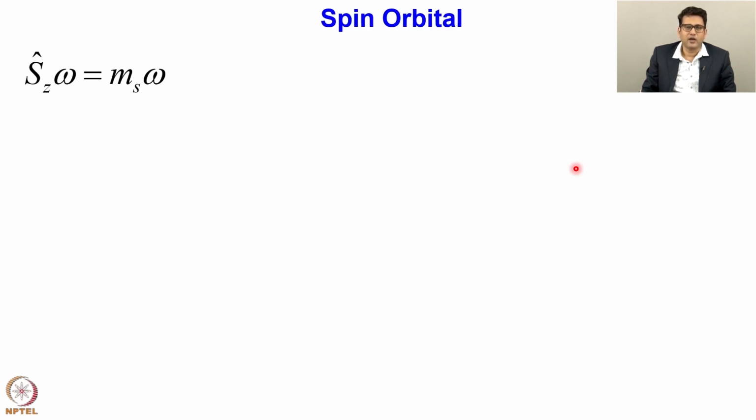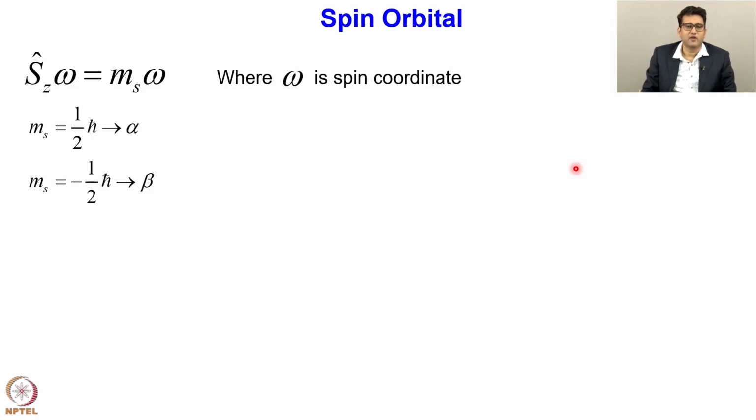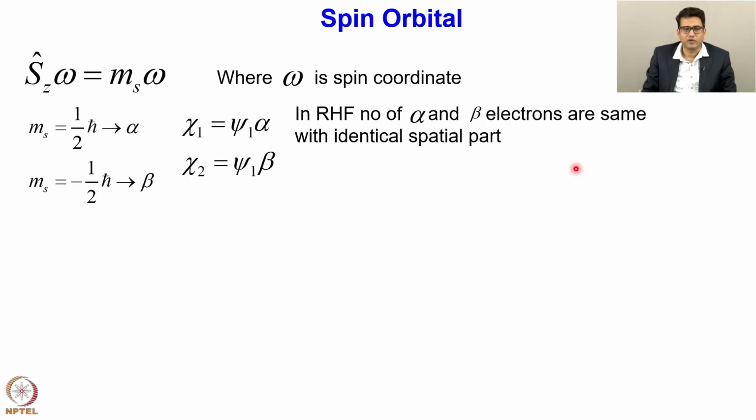But we have the spin angular momentum algebra where Sz, when it operates on the spin coordinate, gives you the eigenvalue ms. The ms can be plus half h cross or minus half h cross. If it is plus half h cross, it is called alpha, and if it is minus half h cross, it is called a beta electron. Depending upon that, we get to the concept of spin orbital, where my chi1 is a spin orbital which has a spatial part psi 1 and a spin part alpha. Similarly, chi2 has a spatial part psi 1 and spin part beta.